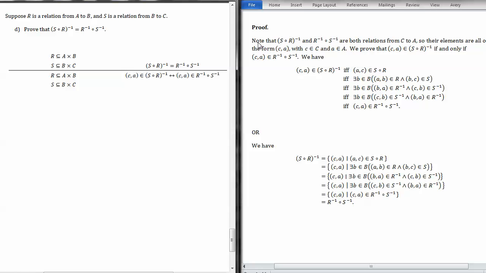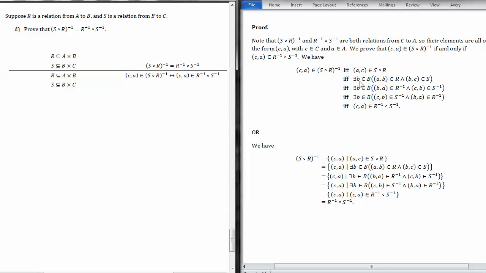So, all right, the first thing I'm going to do is give an explanation of why I'm using CA as my arbitrary element instead of just P. It's because, as I already mentioned, these two sets are both relations from C to A, so their elements are in C Cartesian product A. So they're all ordered pairs with C first and A second. All right, so CA is in the left side. Well, what does it mean to be in the inverse of a relation? It means that if you change the order of the two coordinates, then that's in S composed with R.